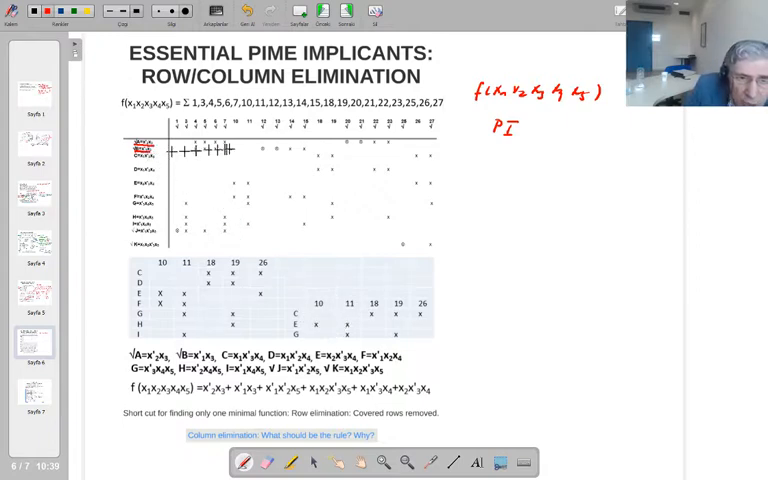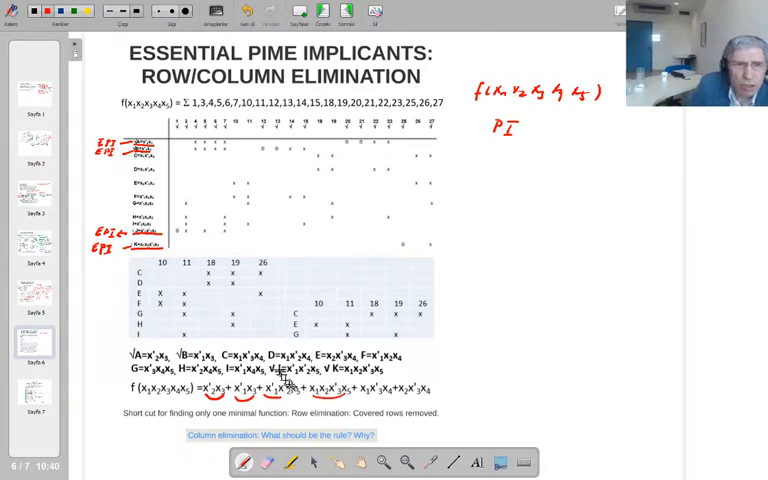So these two marked are prime implicants. Because of this circled mark, this is an essential prime implicant. Because of this, this is an essential prime implicant. So there are 4 essential prime implicants: essential prime implicant 1, essential prime implicant 2, essential prime implicant 3, essential prime implicant 4. So these are the essential prime implicants.